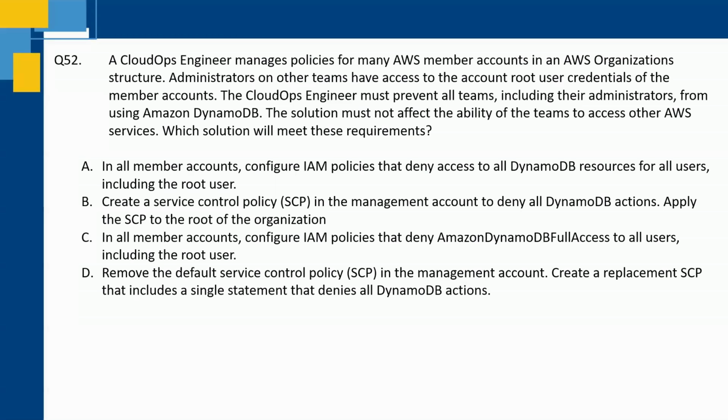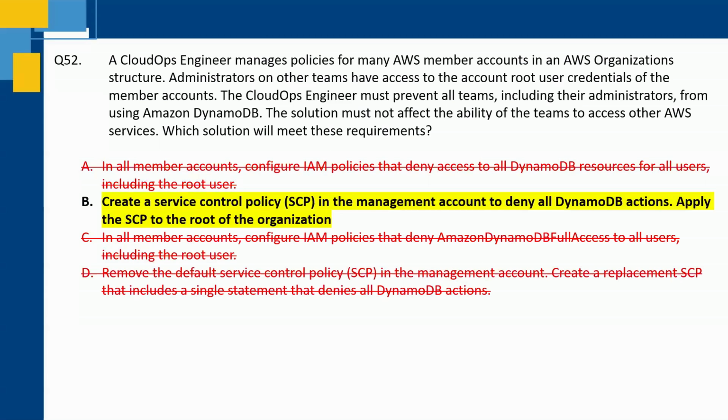Now folks, you should make use of SCPs here, which means you can rule out option A and option C. SCPs affect all users and roles, including the root user, across accounts where applied, and you should create an SCP that denies only DynamoDB actions while allowing access to all other services. Best practice would be to add a new SCP with an explicit deny for DynamoDB, not remove defaults, which is why I have ruled out option D here.